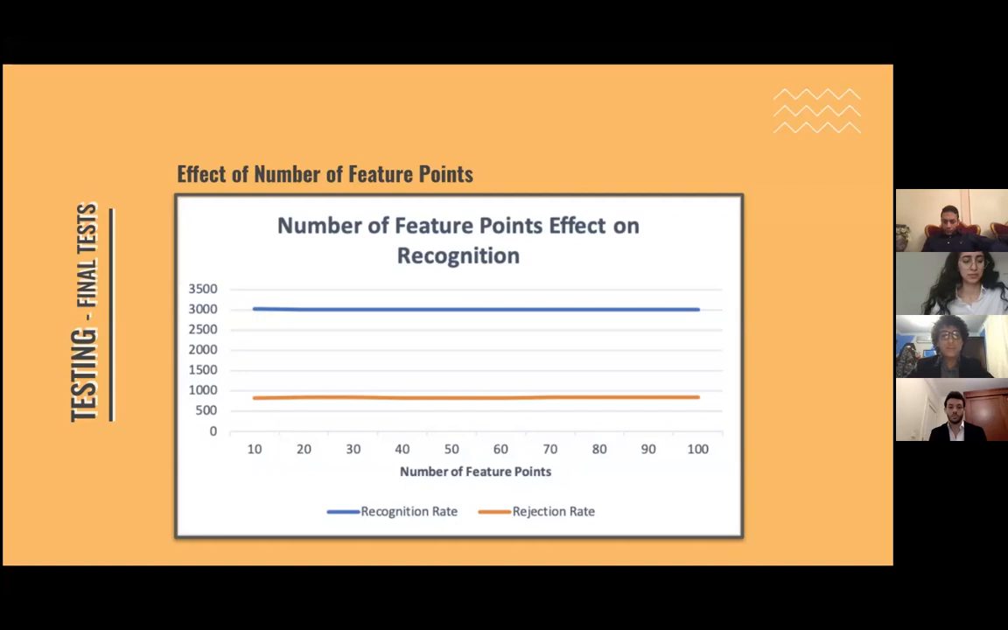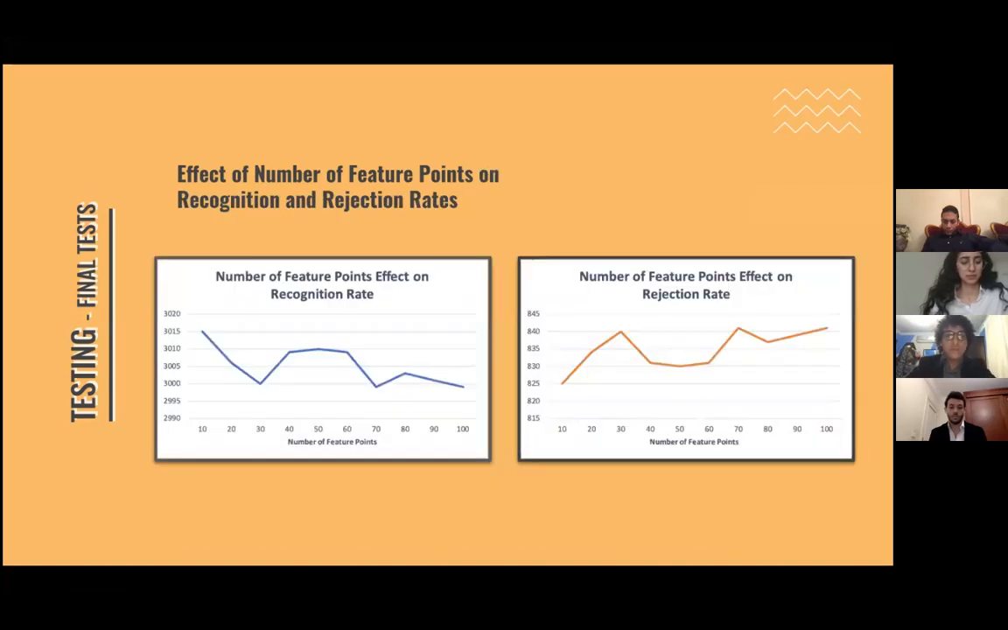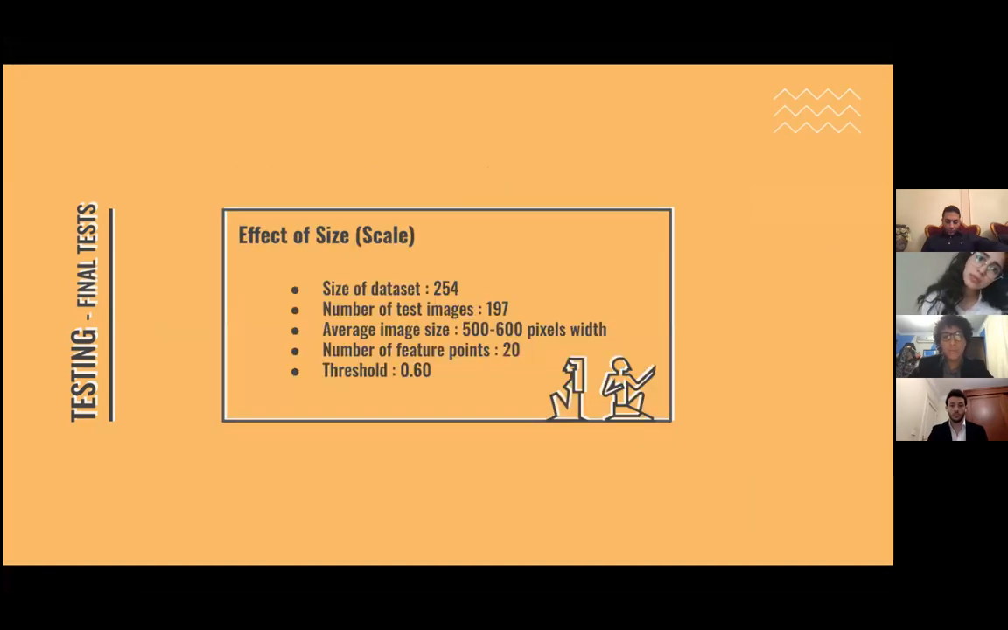So to dig deeper into the effect of the number of feature points, we can show these two graphs. The graphs show that the ideal range to use is between 40 and 60. This range of feature points shows steadiness in both the recognition rate and rejection rate graphs, with little effect from the number of feature points.